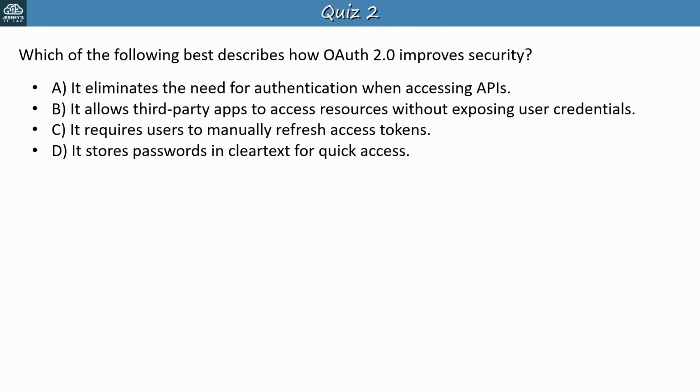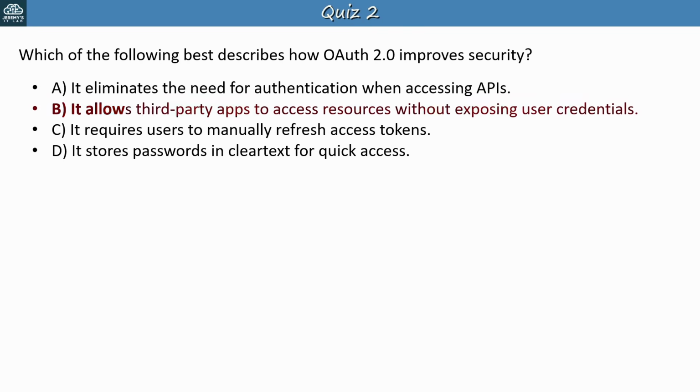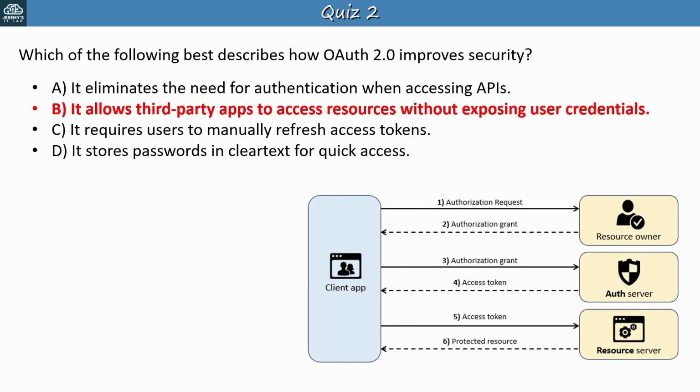Here's question 2. Which of the following best describes how OAuth 2.0 improves security? Pause the video now to think about your answer. Okay, the answer is B. It allows third-party apps to access resources without exposing user credentials. Here's the diagram once again. Instead of using the resource owner's credentials for authentication, the client app receives an access token from the auth server in step 4, which allows it to authenticate with the resource server in step 5, and then access the resource. Okay, let's go to the next question.